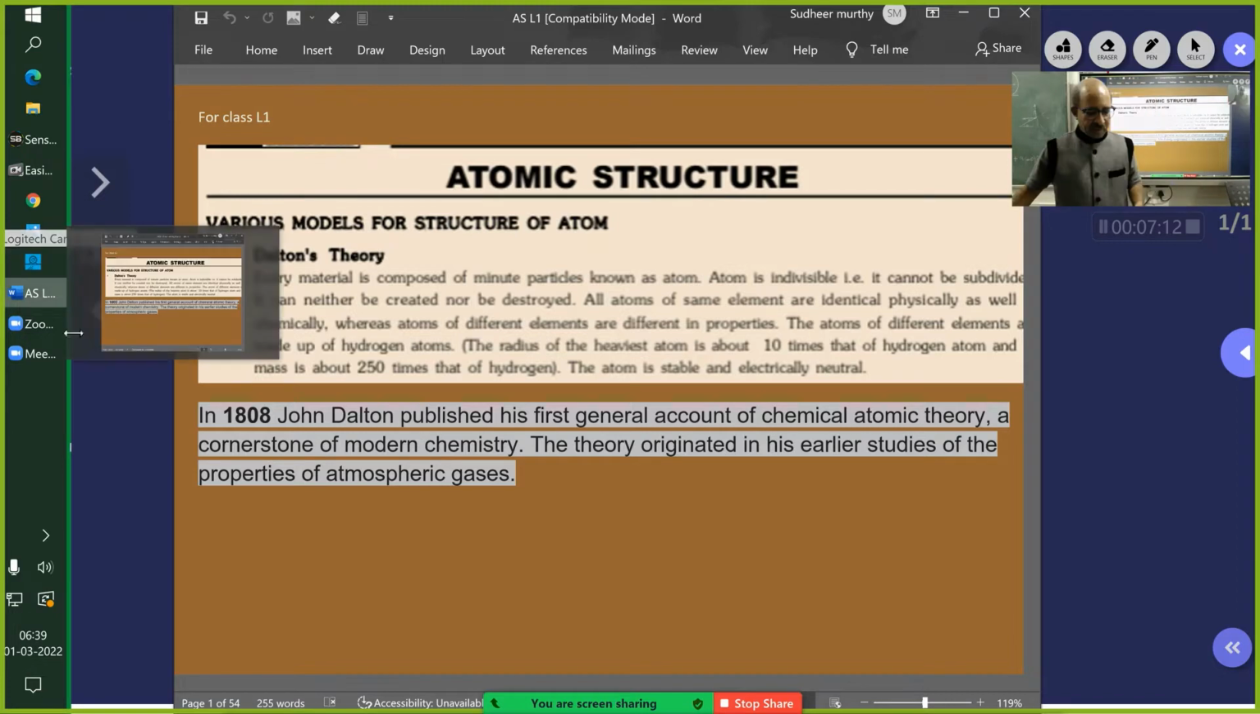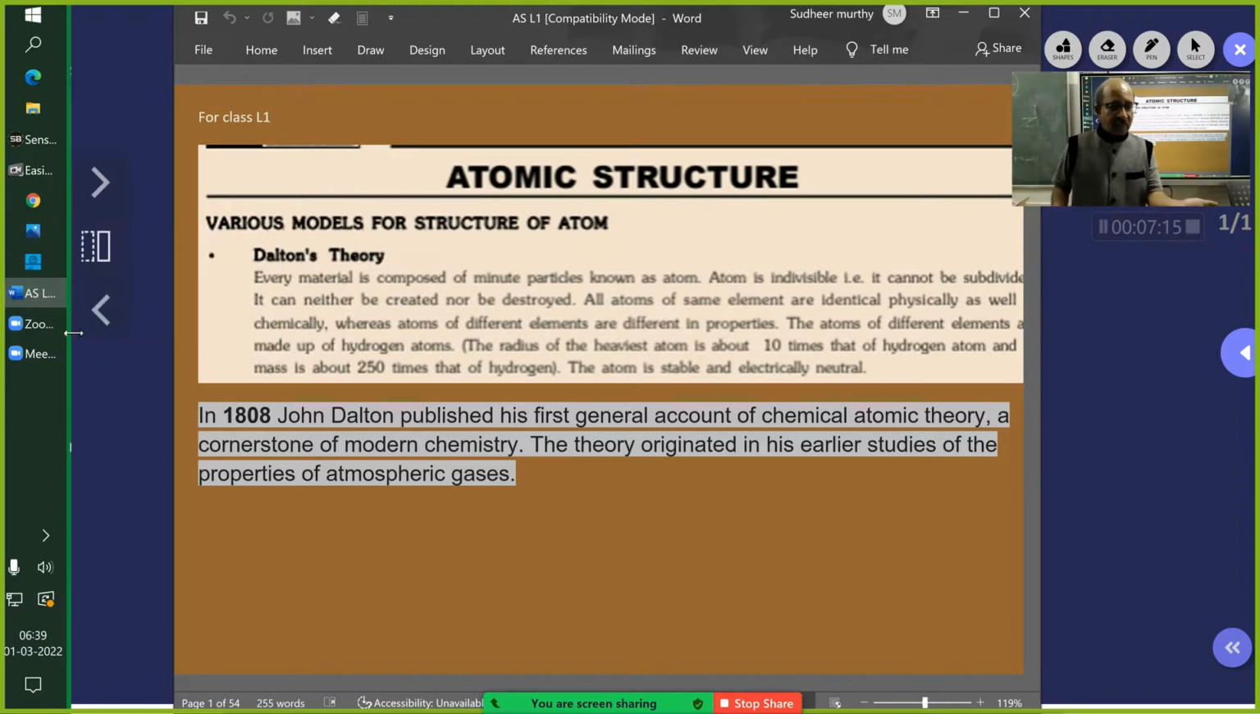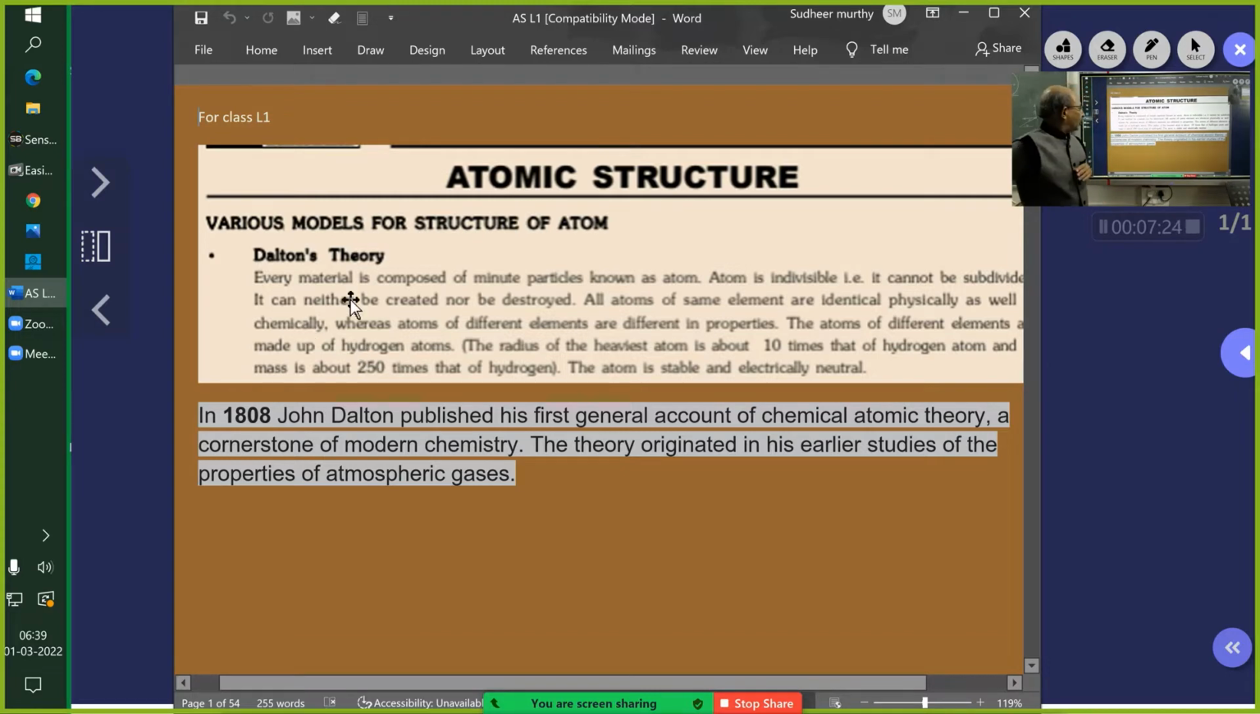And mind it, the proton was discovered much later, after Thomson's theory. So, Dalton's theory was: every material is composed of minute particles known as atoms. The atom is indivisible and cannot be subdivided. It can neither be created nor destroyed. All atoms of the same element are identical physically as well as chemically.